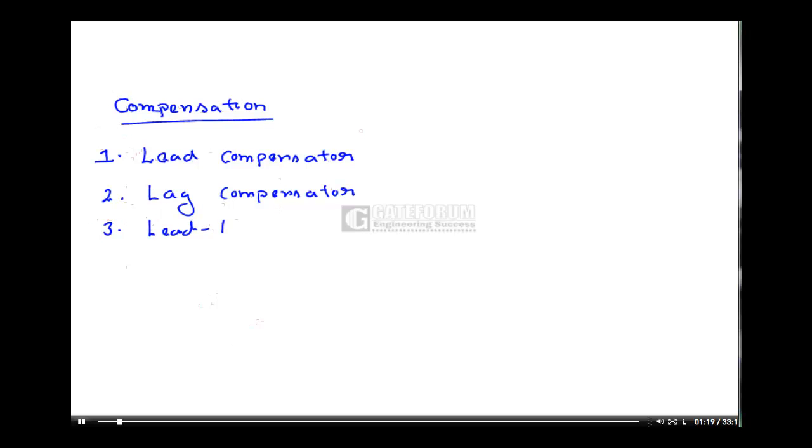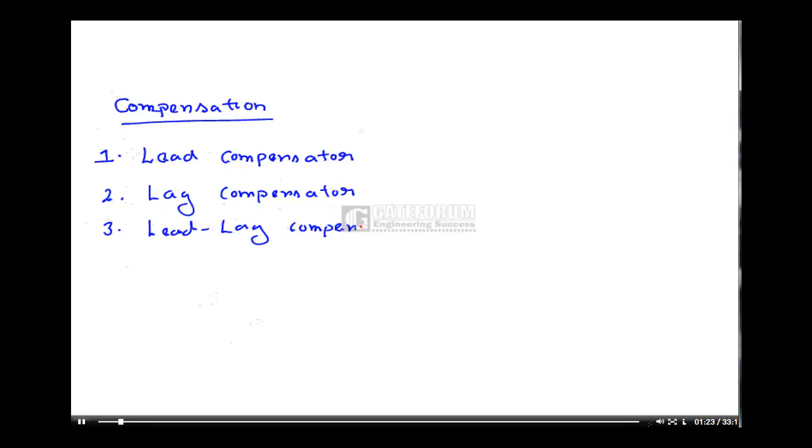So what are the various types of compensators? The first one is lead compensators. Second is lag compensators. Third one is lead lag compensator.